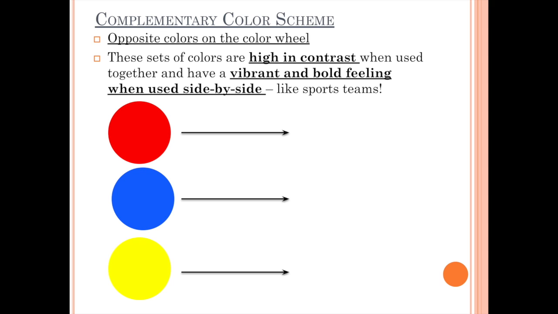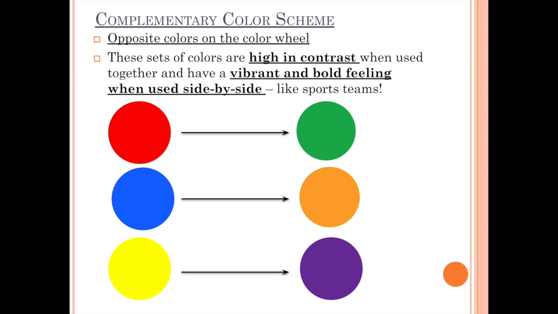Now we're going to get into what's called color schemes, and these are sets of colors. The first one that we're going to learn about is complementary color schemes. These are some of my favorite color schemes. These are opposite colors on the color wheel. These sets of colors are high in contrast when used together, and they have a vibrant and bold feeling when used side by side. There are so many sports teams that use these colors together in their color scheme because of what they look like when they're used together. They both stand out equally. There's not one color that is more powerful than another color.